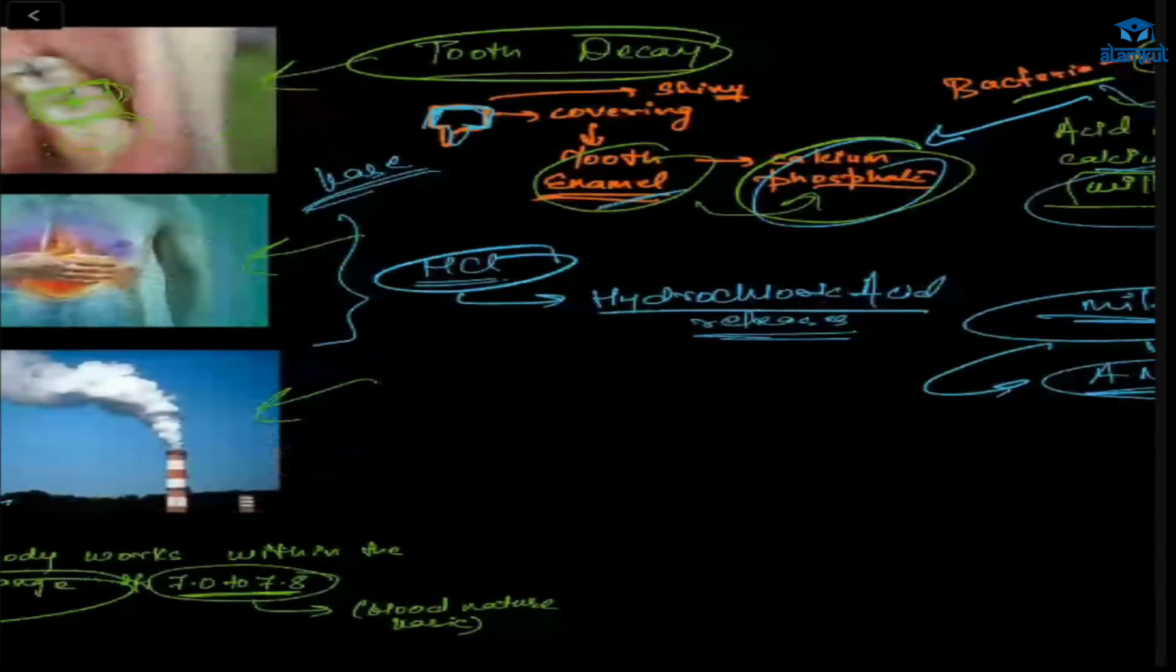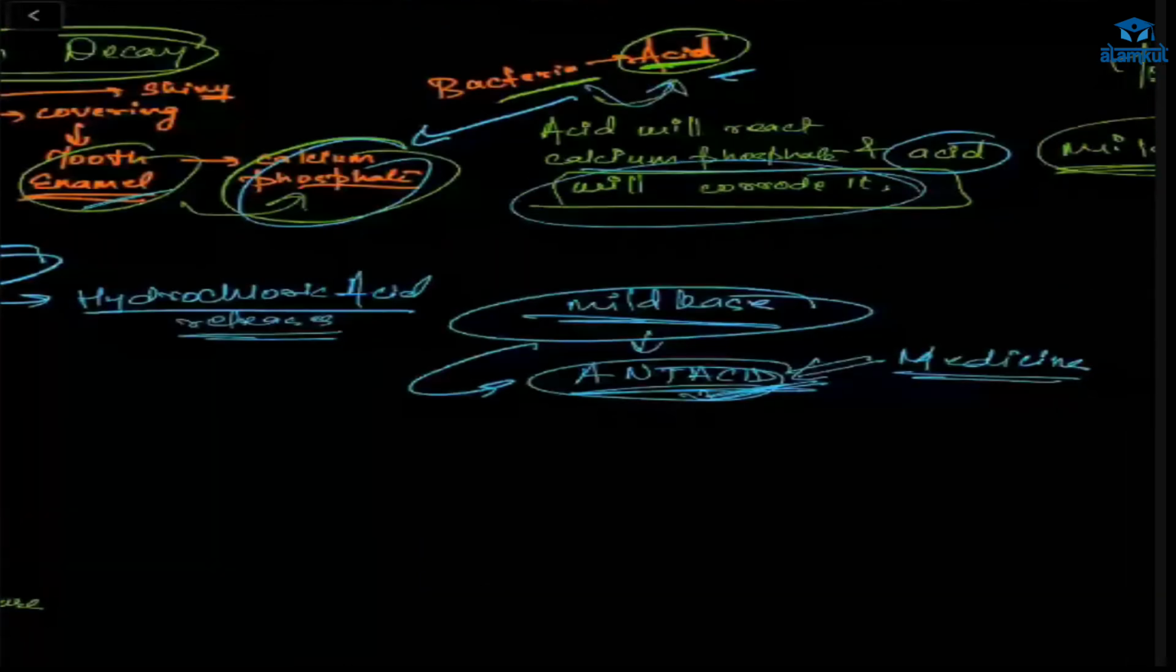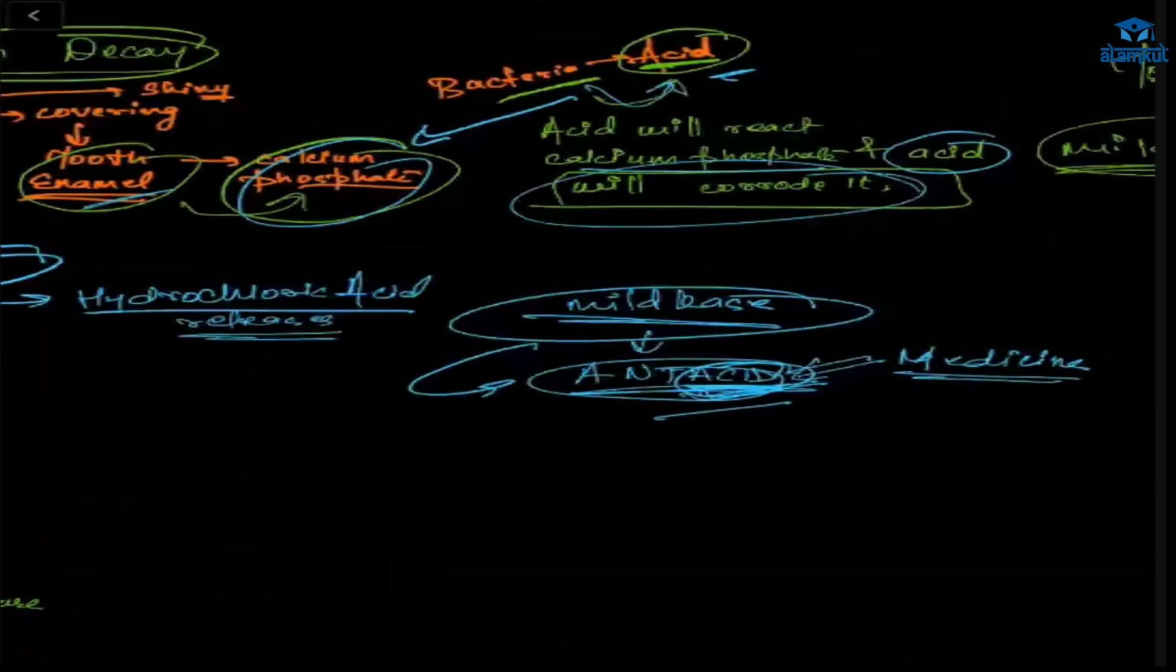And this is the digestive system. Here HCl, hydrochloric acid, releases. If we eat a lot of food, then what will happen? The acidity forms inside our food. So to remove that acidity, we use the base part. And this is the mild base. And what is a mild base? We consume the mild base, which is antacid. Acid is simply acid. And what is the opposite of acid? Antacid, a type of medicine which removes the acidity from our stomach.